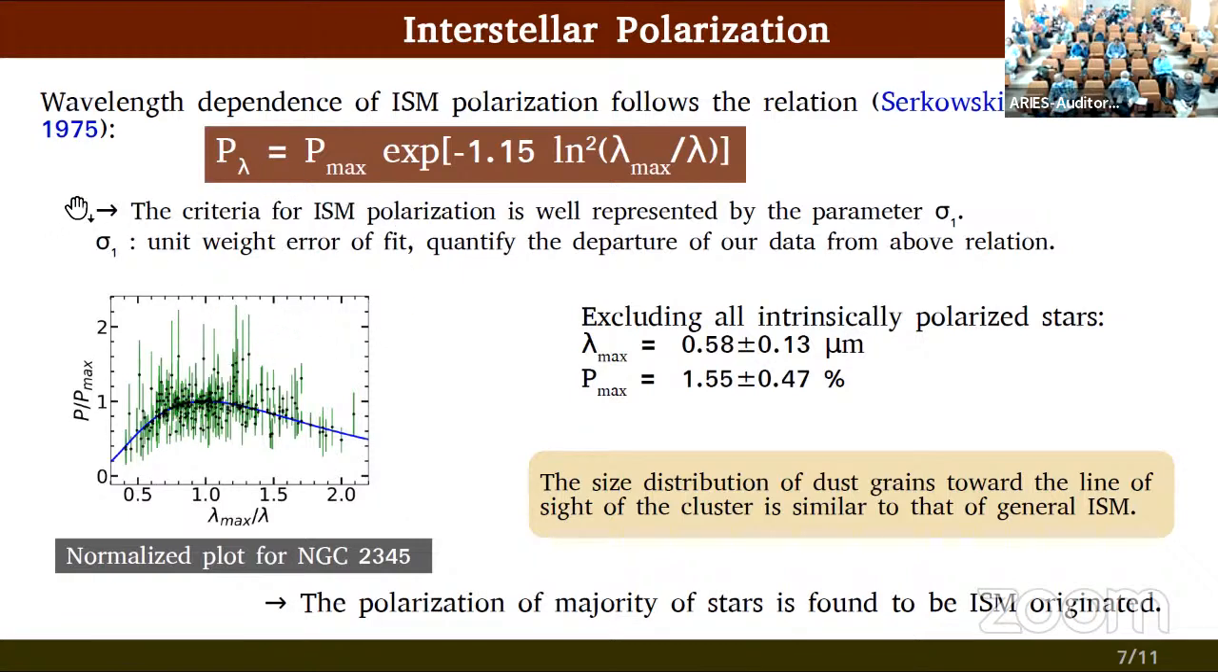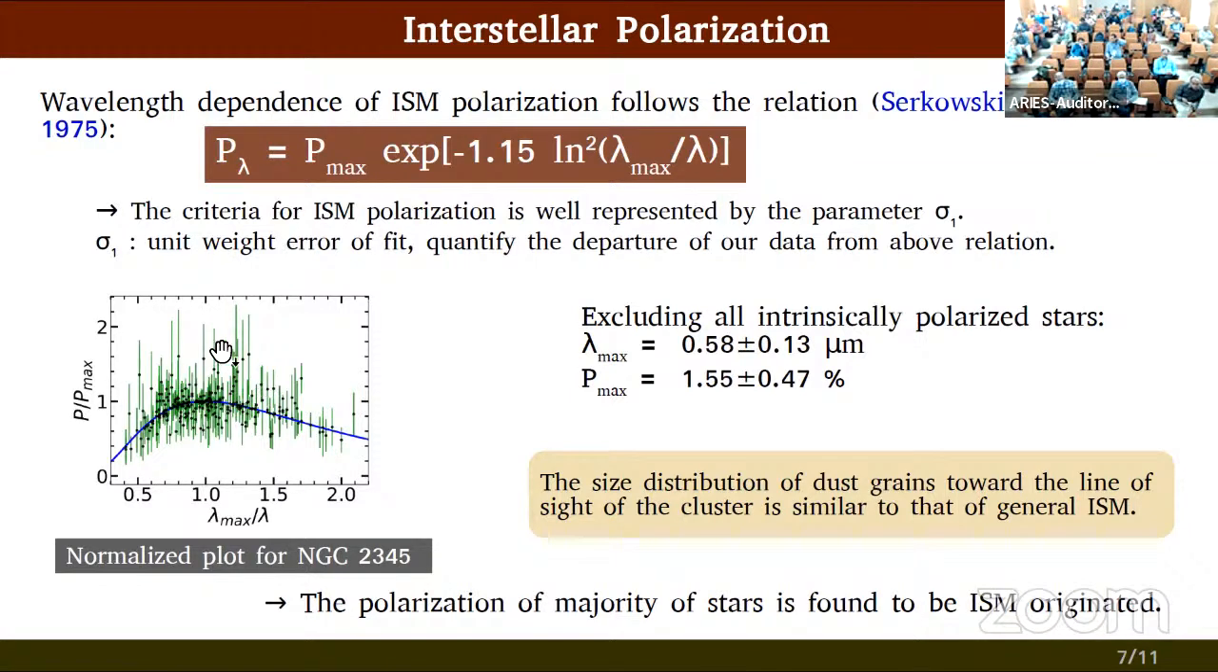A higher value of sigma 1 shows that the star may be intrinsically polarized. We have taken the value of sigma 1 as around 1.6. If sigma 1 is greater than 1.6, that shows the presence of intrinsic polarization in that star. If this value is less than 1.6, then it is interstellar polarization. We have excluded all the intrinsically polarized stars based on the sigma 1 criterion and found the average values of lambda max and P max to be 0.58 micron and 1.55%.